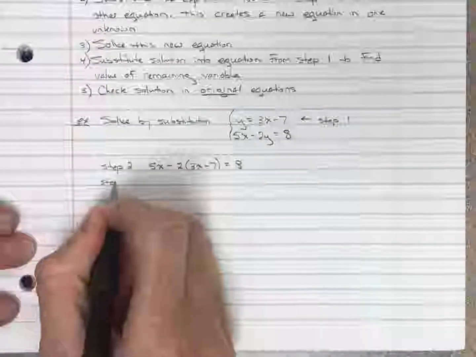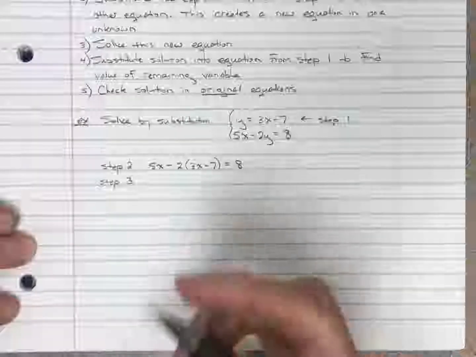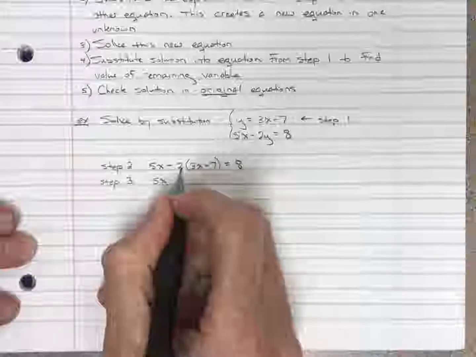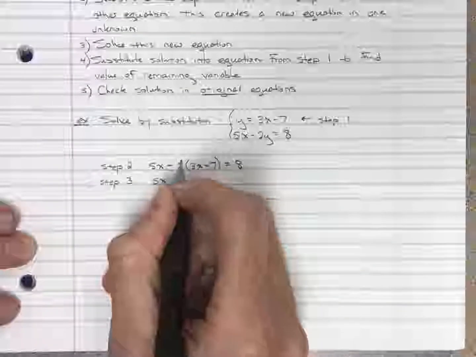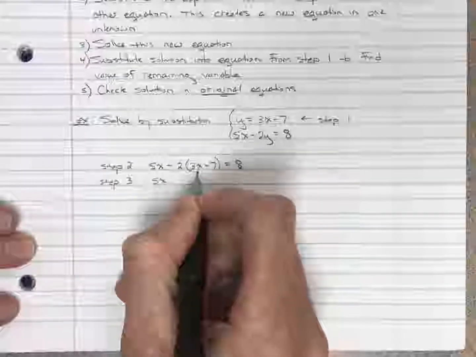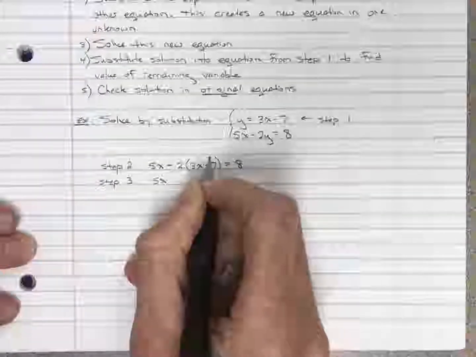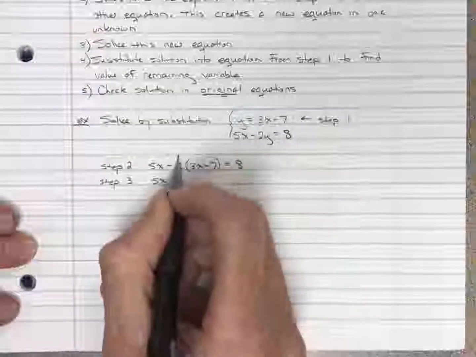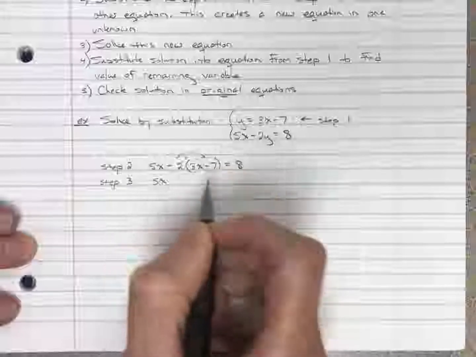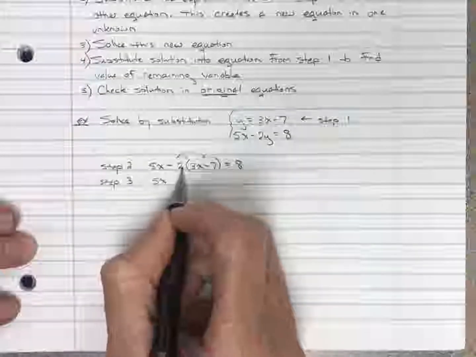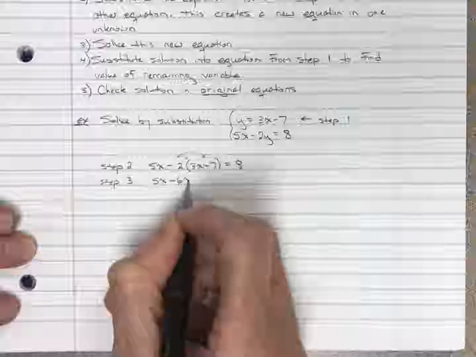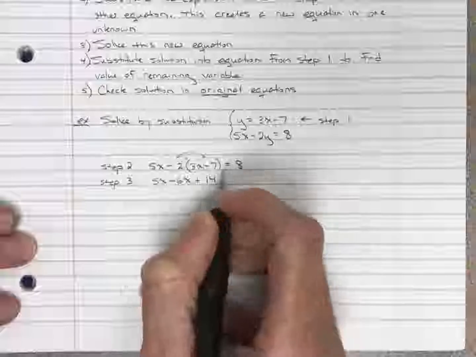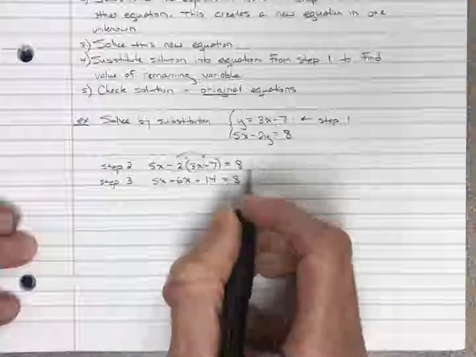Okay, so step 3 says, let's solve this new equation, in this case for x. So first I'm going to distribute the -2, and it may help you to circle these three things with their signs. So this is a -2 and this is a -7. That's what students lose. And if you want to draw some arrows, that might help you as well. -2 times 3x is -6x. -2 times -7 is +14. And I get 8 over on the right side still.